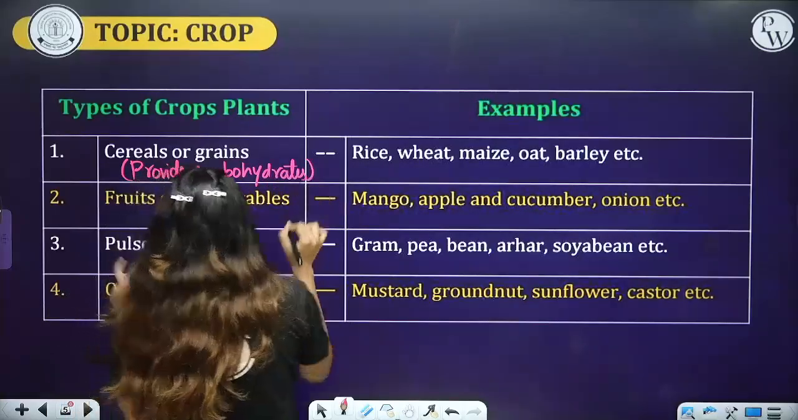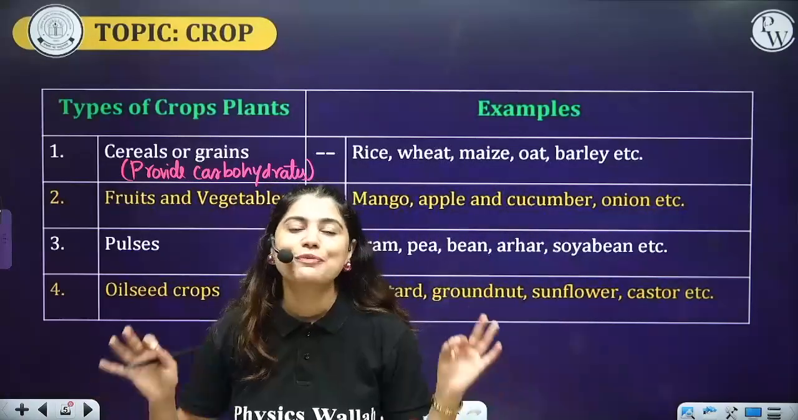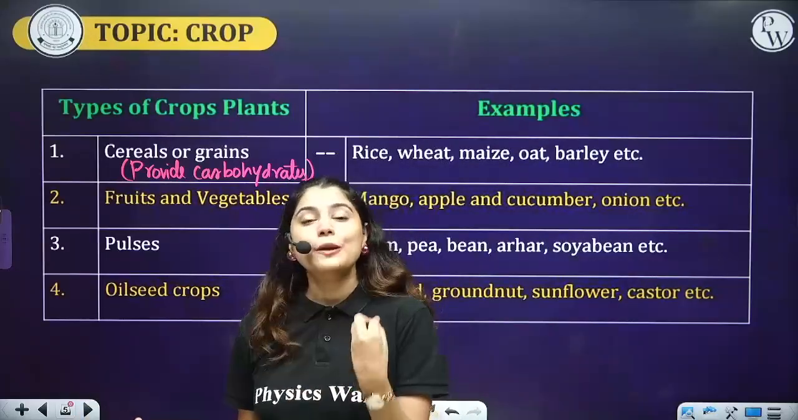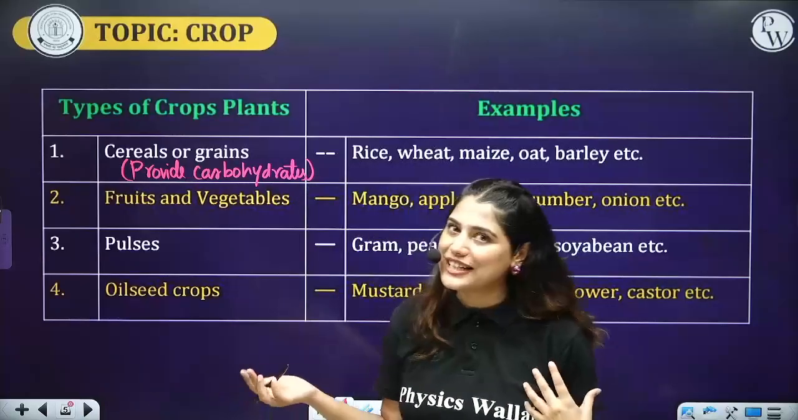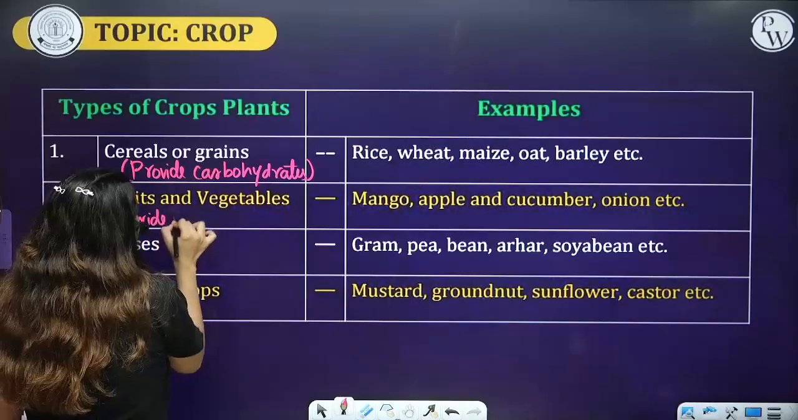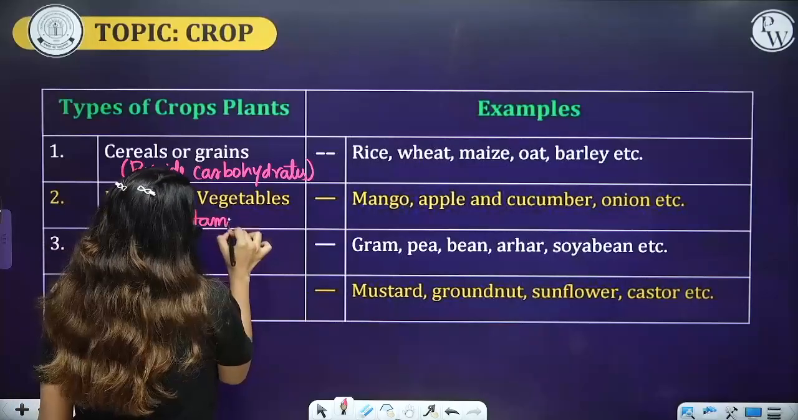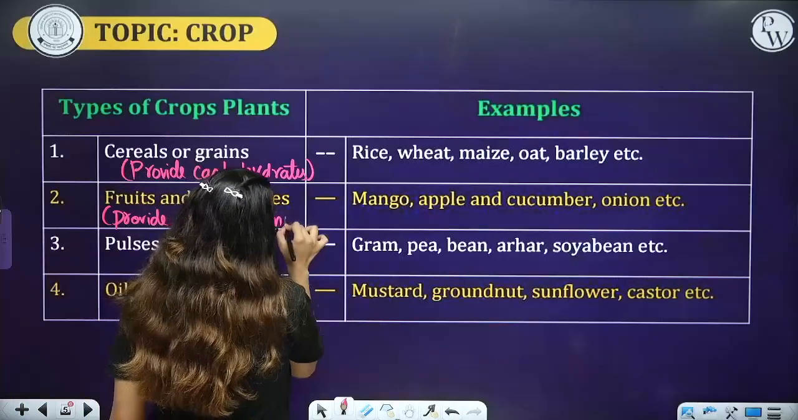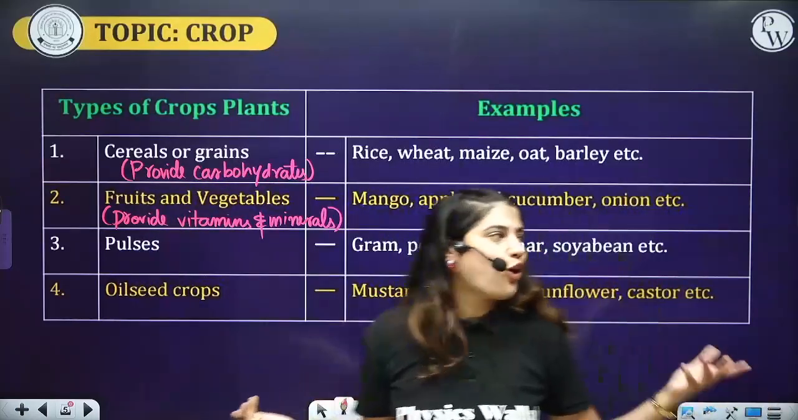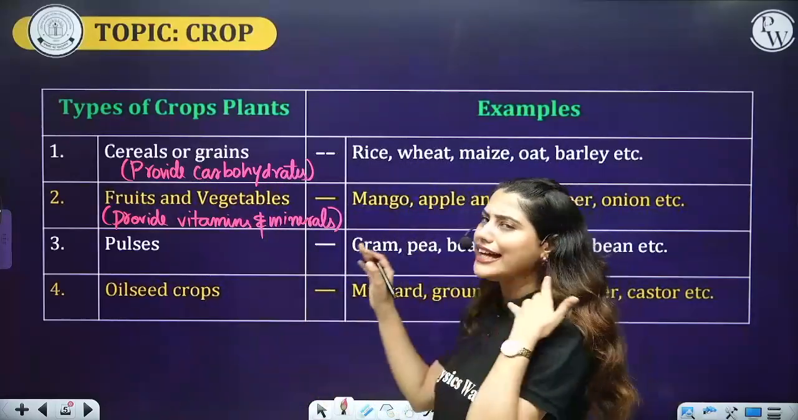Then we have the fruits and vegetables, right? You consume fruits and vegetables. Why do you consume them? Yes, because you get vitamins and minerals. So different fruits and different vegetables will provide you different kinds of vitamins and different kinds of minerals. So basically, vegetables and fruits provide you with vitamins and minerals. You know all the different types of vegetables and different types of fruits. We have mango, we have apple, right? All the different kinds are mentioned here.